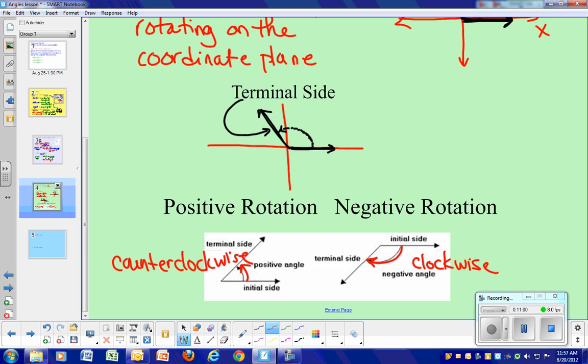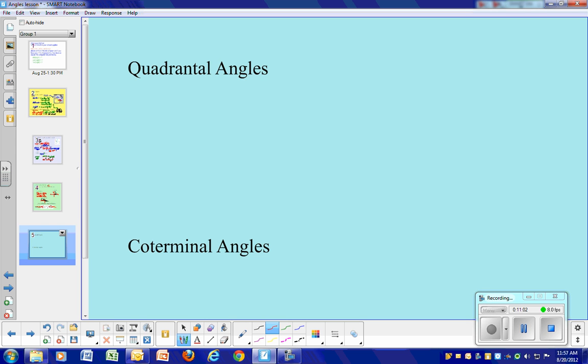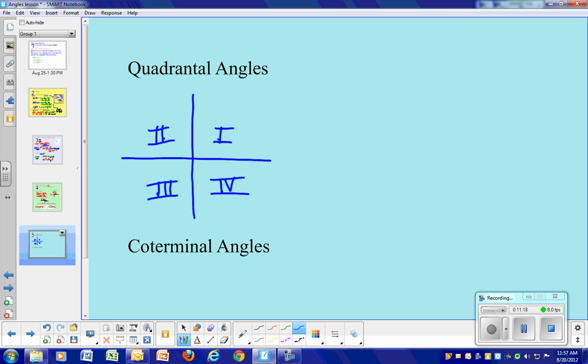Okay? We have two more terms to go. One is quadrantal angles. I hope that you know that these four regions are called quadrants. This one here is called quadrant 1, this is quadrant 2, this is quadrant 3, and here is quadrant 4. If you look at the order that they're labeled in, you should see the letter C, okay? Quadrantal angles are those that land on the axes between the quadrants.